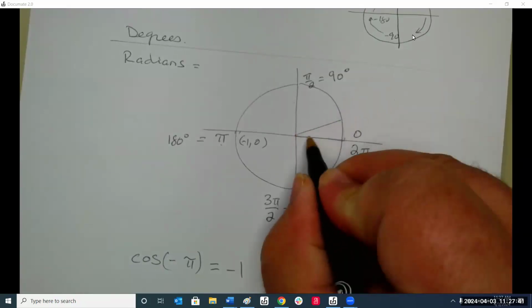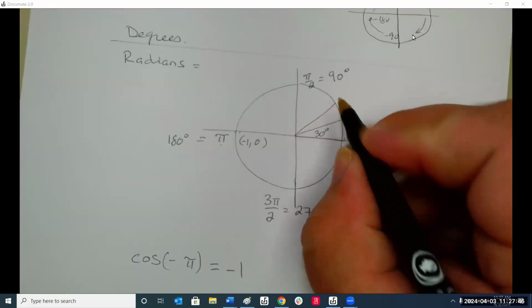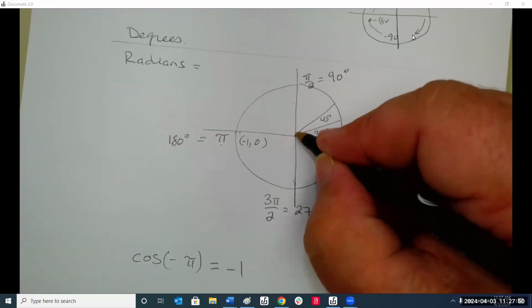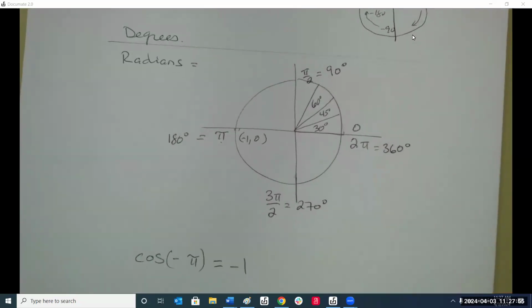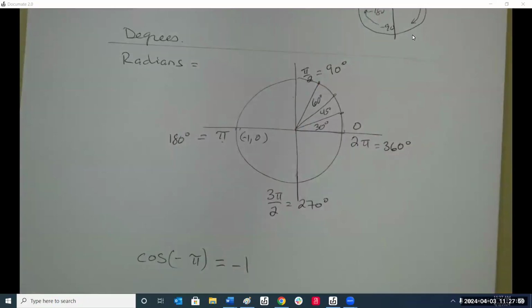At 30 degrees. Or if we cut that in half, at 45 degrees. Or at 60 degrees. What are the location points there?